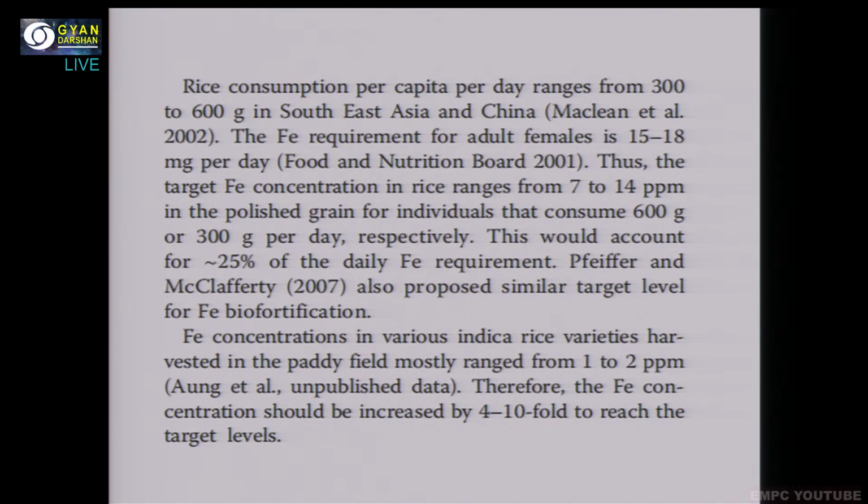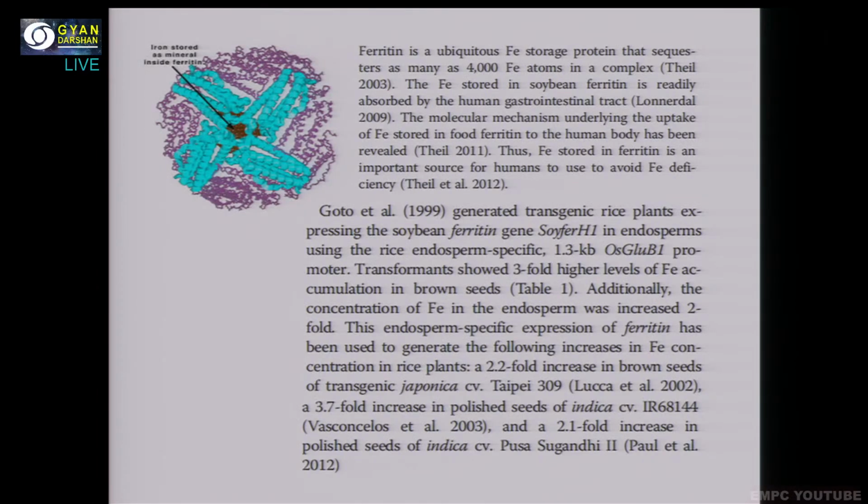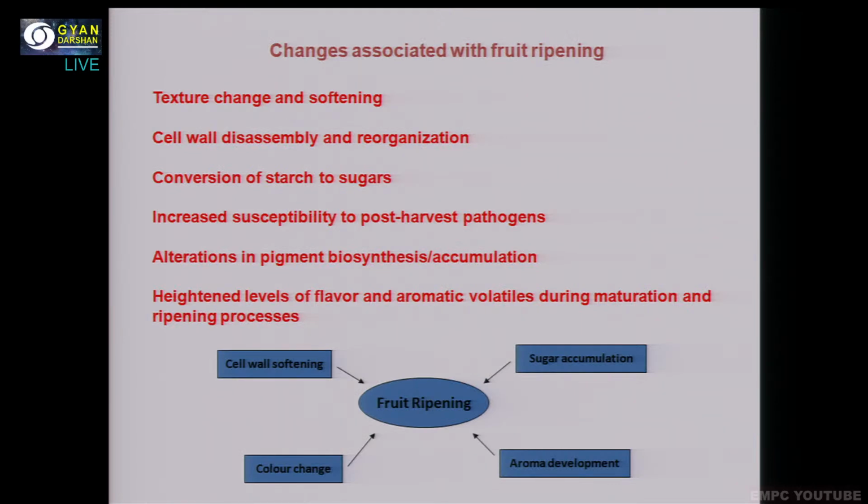Of course rice does not have as much iron as is actually needed by the human system, and that is why people have gone for the overproduction of certain proteins known as ferritin. As you can see in the figure, this is the ferritin protein, which has iron clusters as mineral inside it. It is a ubiquitous iron storage protein, and people have overexpressed this protein, and they have got iron rich rice.